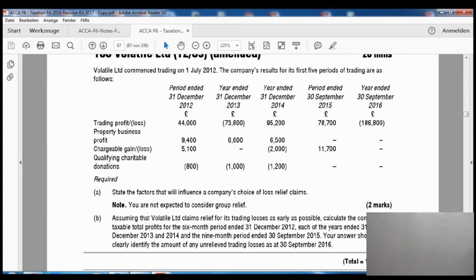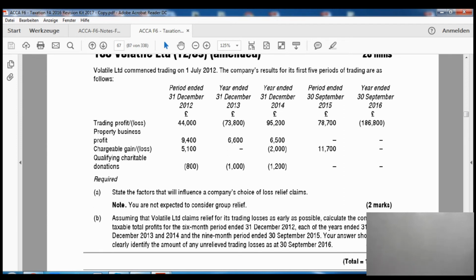Now whatever the remaining loss will be, we will set off against 2015, right? So in 2015, if you see, we've got 95,200 profit, 6,500 chargeable property business profit, and 2,000 chargeable gains. Then we've got some qualifying donations as well, right? So whatever the remaining loss was, we will set off against this year, and on the remaining amount we will have to pay corporation tax.